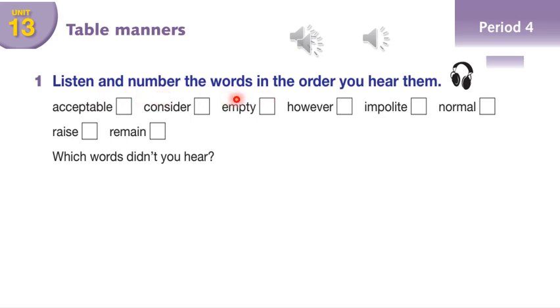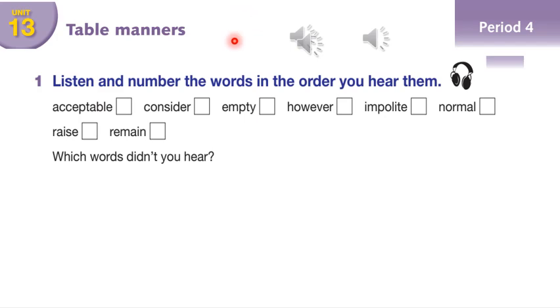Listen and number the words in the order you hear. Acceptable, consider, empty, however, impolite, normal, raise, remain. Now on your book, please try to do it by yourself. And after you finish, check the answer. Don't cheat yourself. Now let's go.